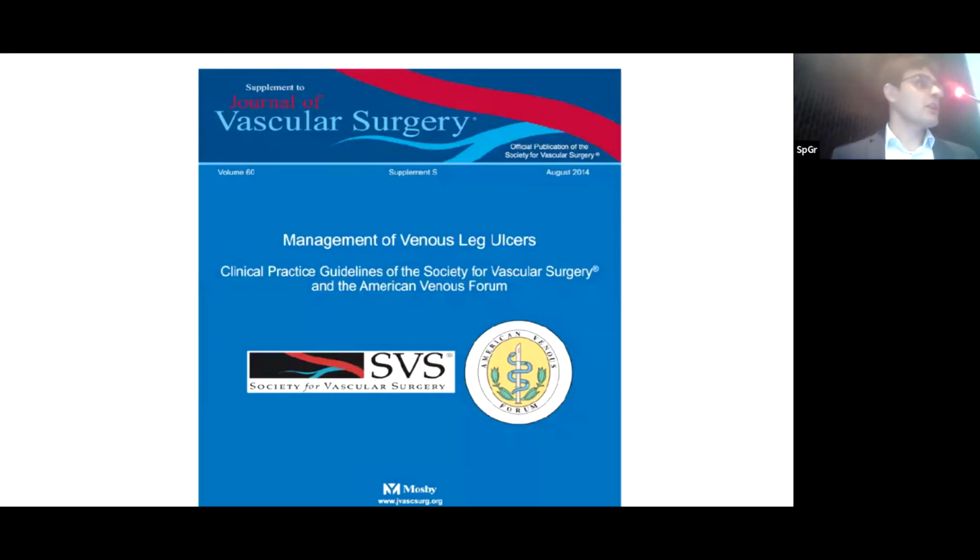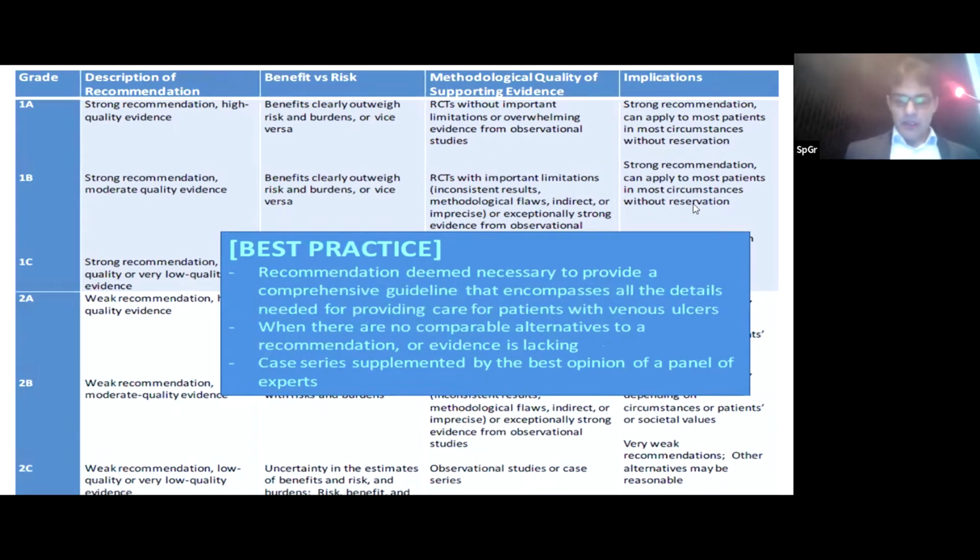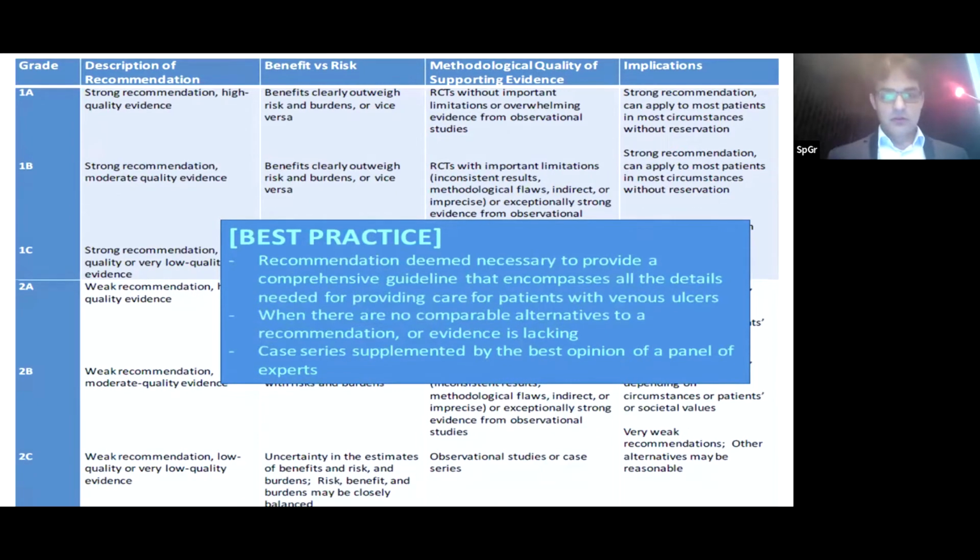Again, I'm trained as a cardiologist, so I always have to go by guidelines. That's what we were taught. So let's look at the vascular surgery guidelines, not cardiology guidelines. What do they say about management of venous leg ulcers? They give different grades to different recommendations. Grade 1A, B, C is a strong recommendation. Grade 2 is a weak recommendation, right? So, strong recommendation, weak recommendation. Let's look at what the guidelines say.